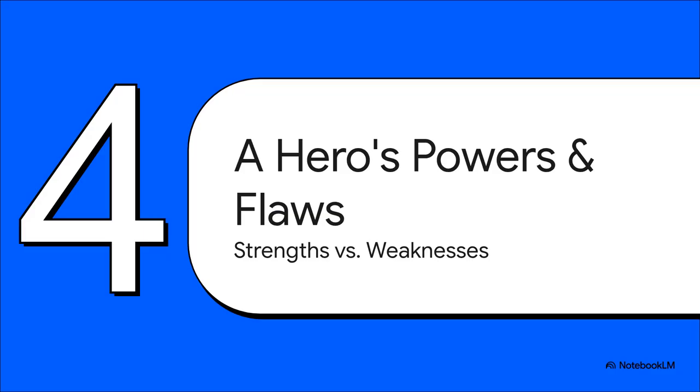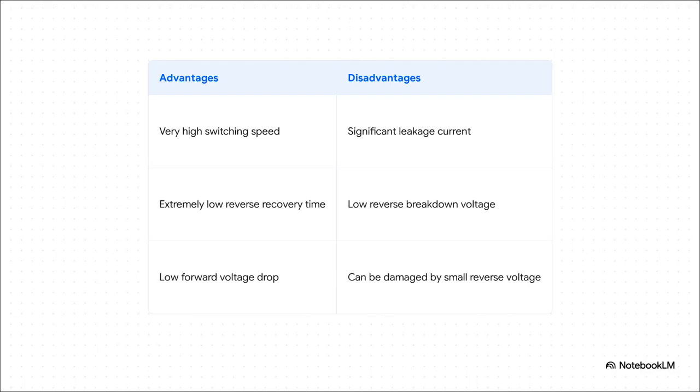But of course, in the world of engineering, there are always trade-offs. Even our high-speed hero has its own set of strengths and weaknesses. On the plus side, you get that fantastic switching speed and a very low forward voltage drop, which makes it super efficient. But the downside is that it tends to leak a bit more current when it's supposed to be off. And more importantly, it has a very low reverse breakdown voltage. This means even a tiny bit of electricity flowing in the wrong direction can damage it for good.